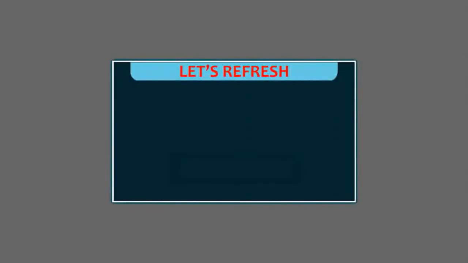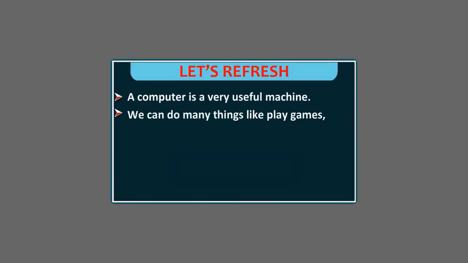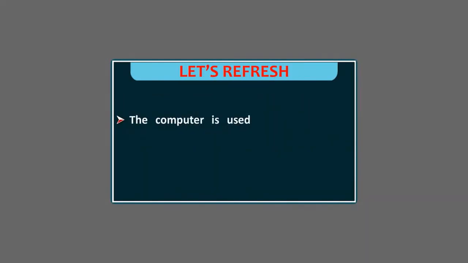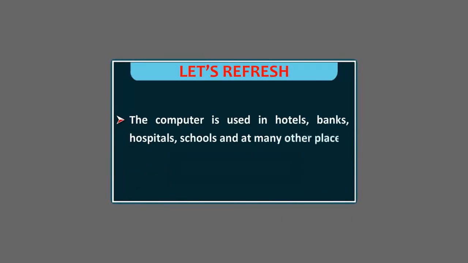Let's refresh. A computer is a very useful machine. We can do many things like play games, watch cartoons and movies, type letters, do calculations, draw and color, listen to music, etc. on the computer. The computer is used in hotels, banks, hospitals, schools and at many other places.